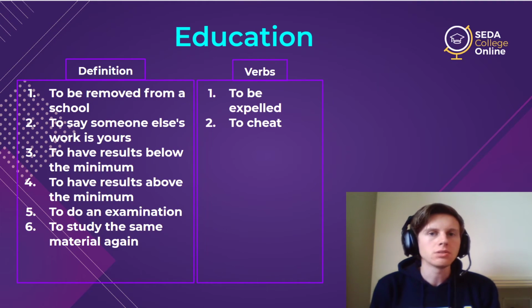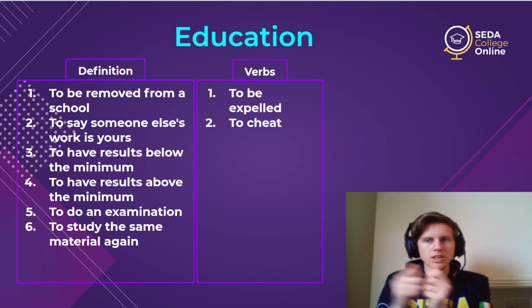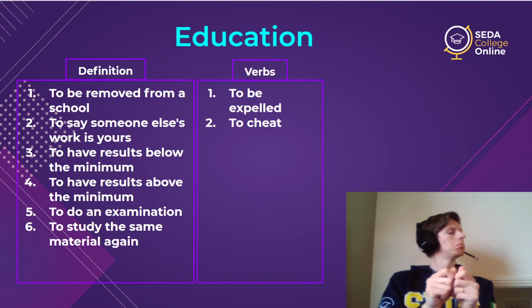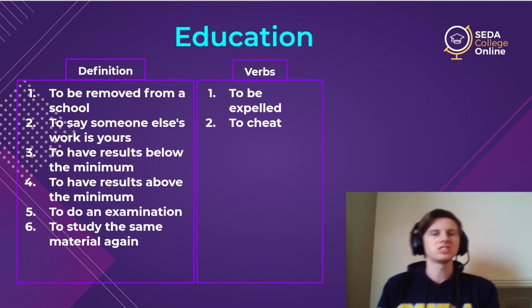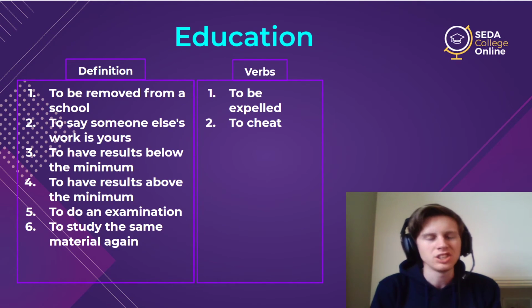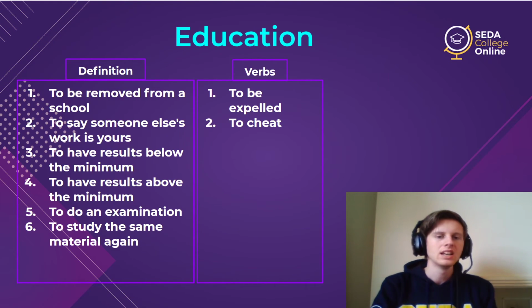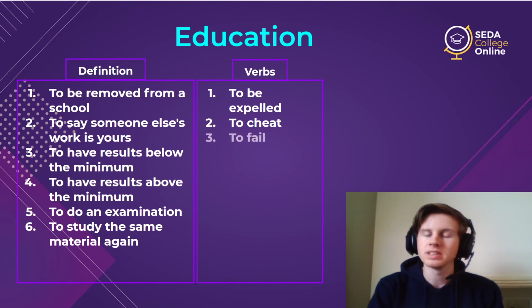So, in video games or card games or board games, you're holding your cards, and maybe the person next to you is just trying to see what card you have while you're playing. So they are cheating. They cheat. And you can use it as a noun and call someone a cheater, and that is someone who does this. All right, number 3, to have results below the minimum, this is to fail.